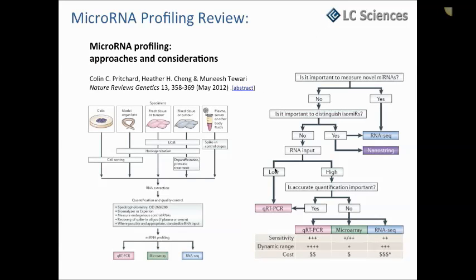When starting out an experiment or planning out your research, you're of course looking at a couple of different methods that you can use. From qPCR, arrays, next-gen sequencing, etc. And one really helpful paper I found is this Nature Review paper here. It's simply called MicroRNA Profiling, Approaches and Considerations. And it's from last year, pretty much exactly 1 year.